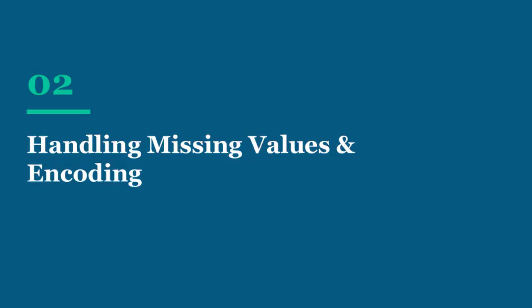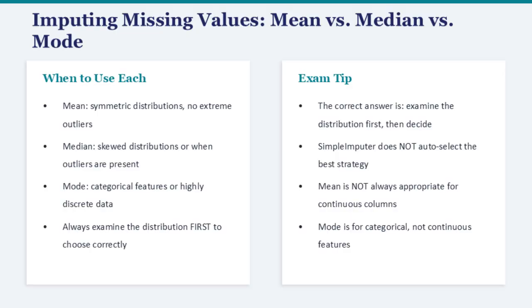Now let's tackle the missing values, encoding and transformations. This is where the exam sets its trickiest traps. Imputing missing values: mean versus median versus mode. This is actually directly tested on the exam.